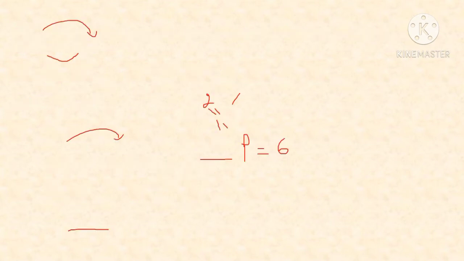The next problem, 20p divided by 3 equal to 40. So here you want to find the value for p. So 20p means 20 into p divided by 3 equal to 40. So what you will be doing? You will be bringing 20 by 3 to the right hand side.